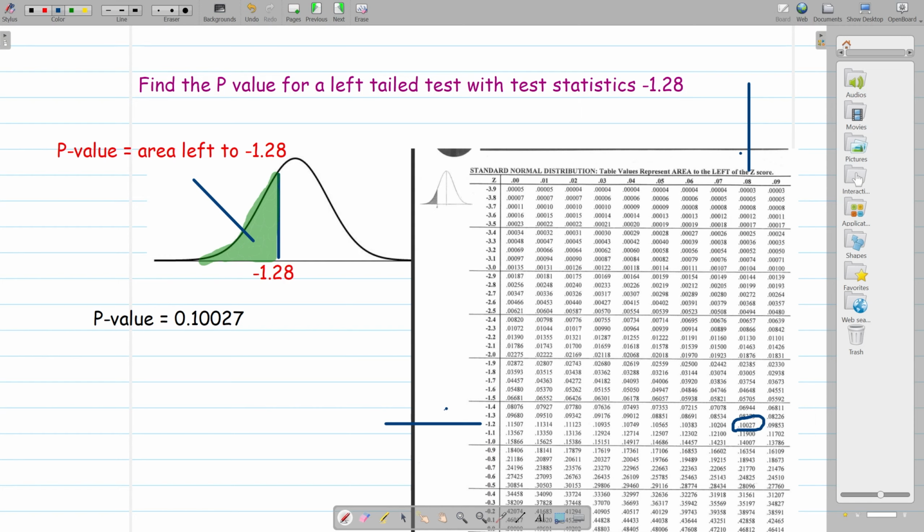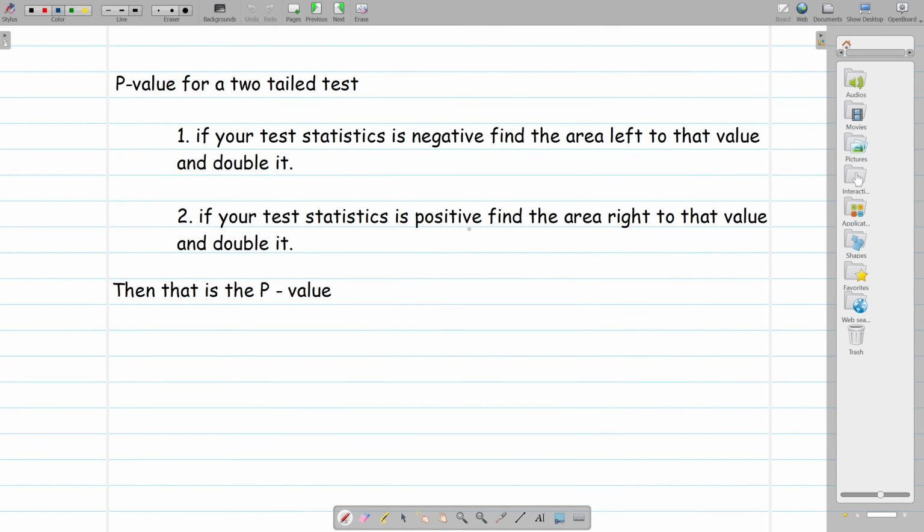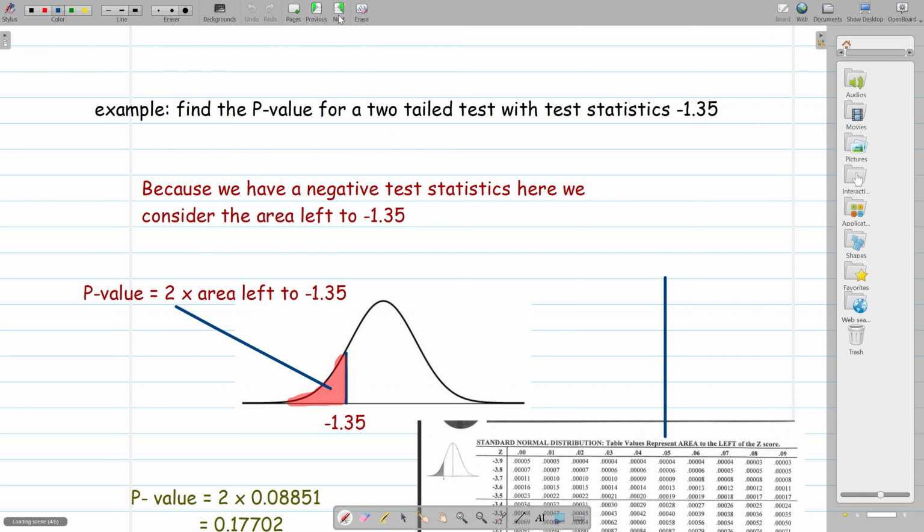Okay, it's easy. Next one is how to find the p-value for a two-tail test. It has two cases. If your test statistic is negative, find the area left to that value and double it. If your test statistic is positive, find the area right to that value and double it. Then that is the p-value. Okay, let's look at an example.